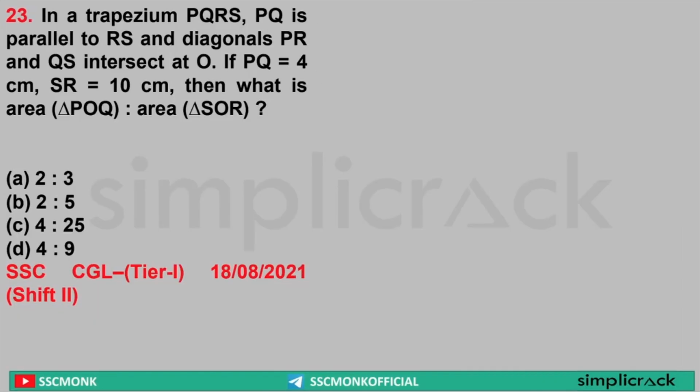Next. In a trapezium PQRS, PQ parallel to RS, diagonals PR and QS intersect at O, PQ is 4, SR is 10. So let's say this is one triangle, this is one line, these are parallel. So let's join it. So let's join it.